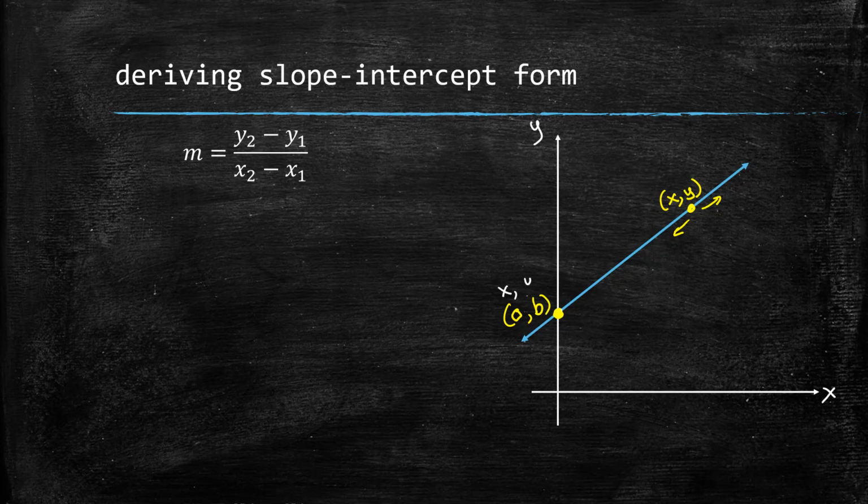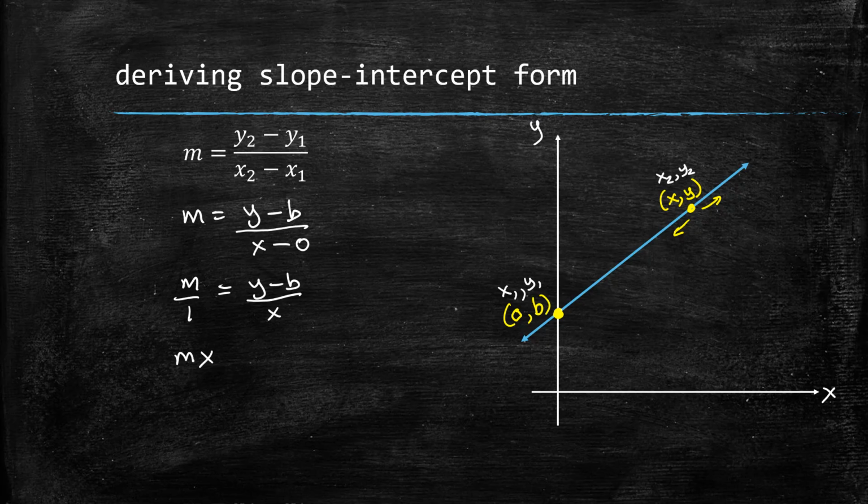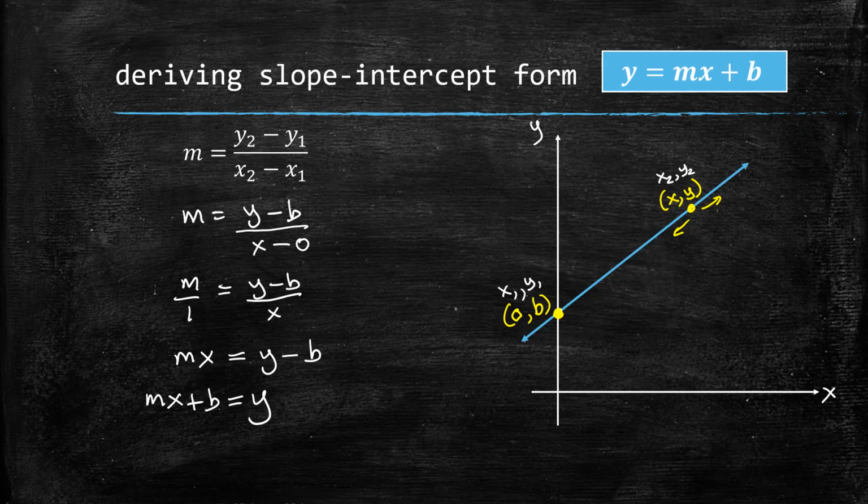For simplicity, I'm going to call this point x1, y1, and this x2, y2. So we have m equals y2, we're just going to keep generic y, minus y1, which is our b value, over our x2, which is just x, and x1 is 0. And if we simplify this, x minus 0 is just x. If we put m over 1, we can see that we could cross multiply and write this as mx equals y minus b. And then hopefully you're seeing that if we add b to both sides, voila, we get slope-intercept form. So y equals mx plus b.